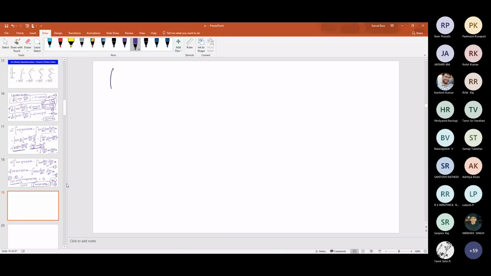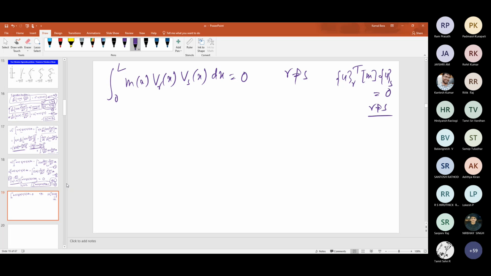Simple analysis. So what we got: integral from 0 to L of m(x) V_r(x) V_s(x) dx equals 0 for r not equal to s. Similar to your multi-degree of freedom system, u_r transpose M u_s equals 0 for r not equal to s, with eigenvector, mass matrix, rth mode and sth mode. Here it is a similar type. There also u_s transpose M u_r is the same because of the symmetry of the mass matrix. So interchanging r and s doesn't matter.